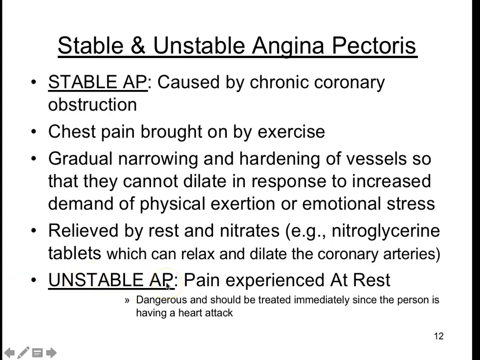Unstable angina, the person is having a heart attack. Get them to the ER as quickly as possible. And with heart attacks, very often the person feels chest pain while they're relaxing, while they're standing up, while they're sitting down. They're not running a marathon, they're not running up 10 flights of stairs. But all of a sudden, they have tremendous chest pain, even though they're not doing much of anything. And that is a total blockage.